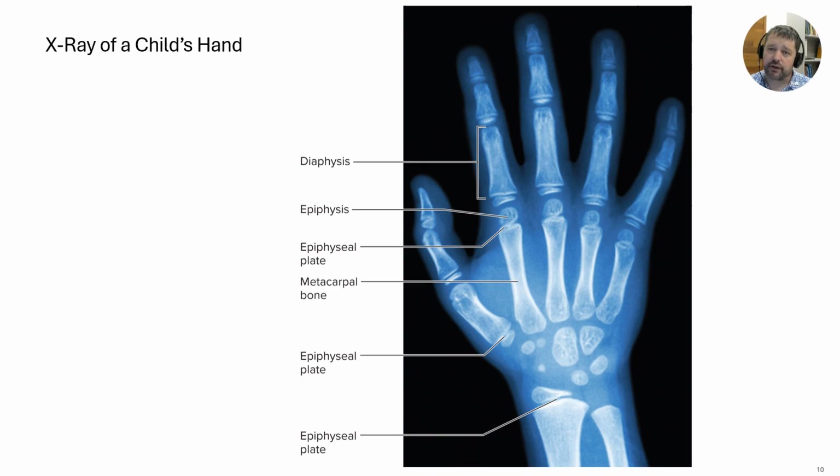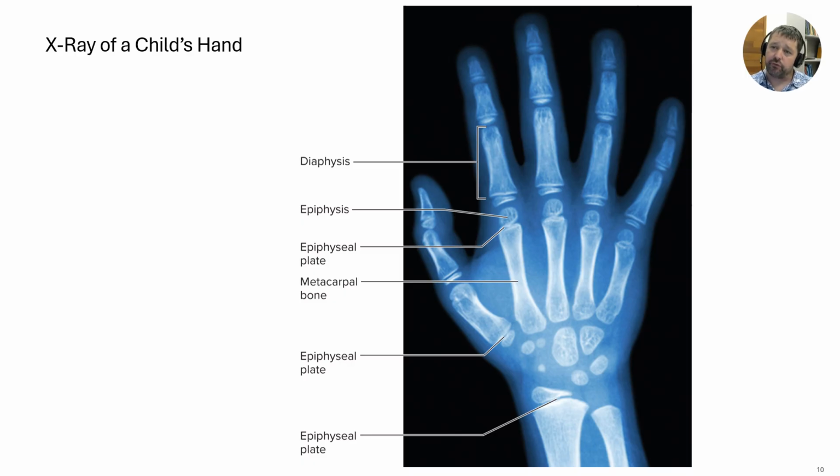So breaking a finger, a digit, may not damage the epiphyseal plate, but breaking your wrist at the age of 12 could damage that epiphyseal plate. And the reason we bring that up is damage to a growth plate can cause a change in how that bone forms.